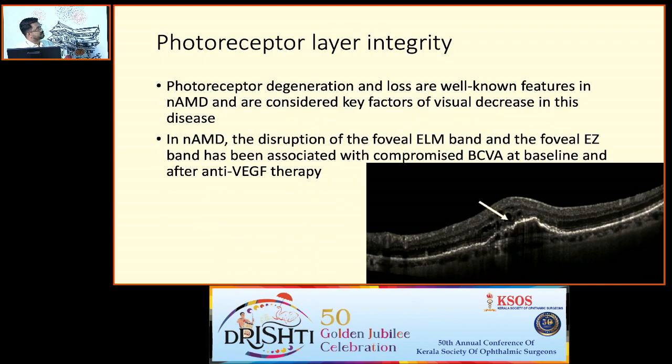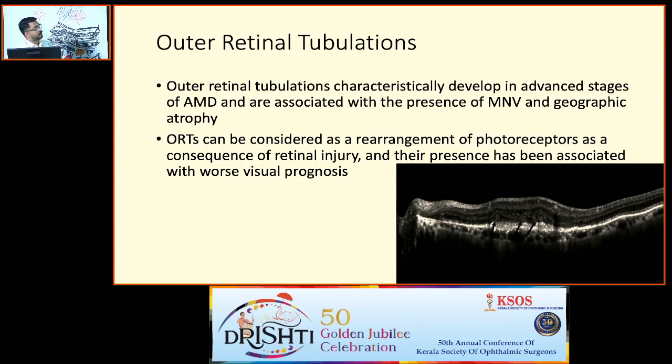And also photoreceptor layer integrity, as we have already mentioned in DME, the photoreceptor degeneration and loss are well-known features in AMD and are considered key factors of visual decrease in this disease. There are outer retinal tubulations which Sir has shown. They characteristically develop in advanced stages of AMD and are associated with the presence of macular neovascularization and geographic atrophy. You can see these outer retinal tubulations as these cylindrical structures with hyperreflective borders.